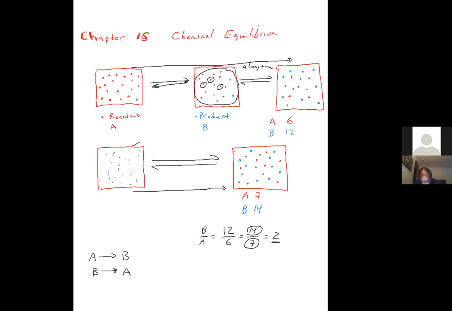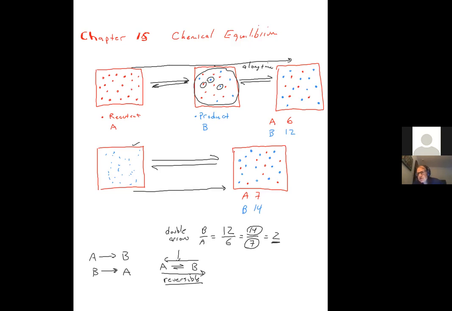We represent that by combining the two arrows, like so. This is often referred to as a double arrow, and it suggests that this particular reaction is reversible. The term we'll use is reversible, meaning it can go either way. Under some conditions, we can really push this reaction in that direction. Under other conditions, we can push it in this direction. We can reverse the direction of the reaction.